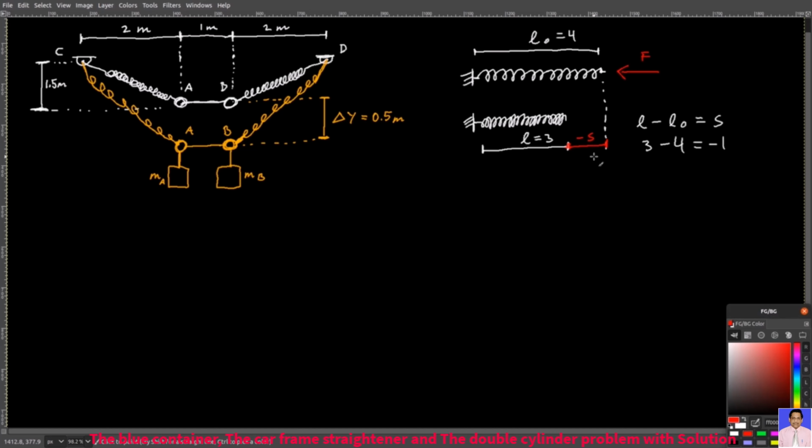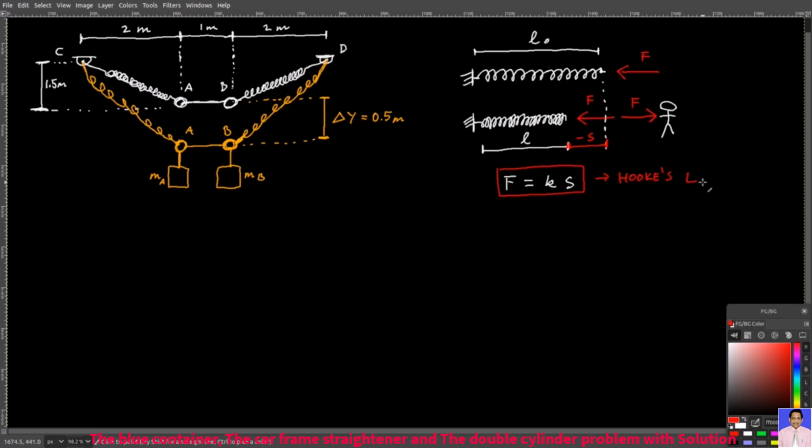Now, of course, when you apply force like this, then because of Newton's third law, the spring applies a force to you that is equal in magnitude and opposite in direction. And so in general, this law, F equals K times S, is called Hooke's law. And of course, if your S is negative, then your force becomes negative. And that's the convention that we need to remember.